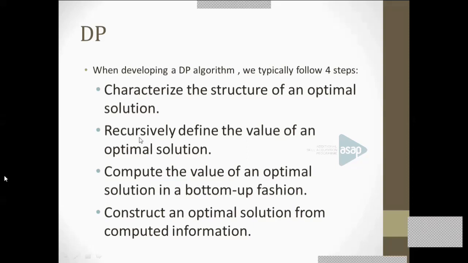Then another thing, as with other paradigms, here also we are defining the optimal solution by recursive functions. Recursively define the value of an optimal solution. In this recursive definition, we can use the previously computed value. That means those values are available from the table where we are storing. Okay. Then compute the value of an optimal solution in a bottom-up fashion. This is the generic one. Normally, whenever we are using a table, we will be going from bottom to top. Construct the optimal solution from the computed information.